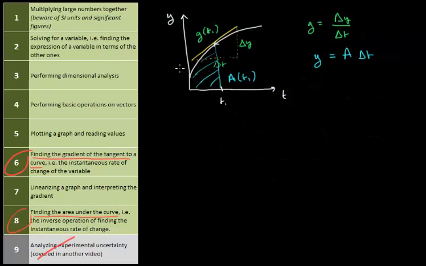If I want to find the rate of change of any variable y versus time, I draw the tangent to the curve at the point in which I'm interested, and the rise over run, so the gradient of that tangent, gives me the rate of change of y, which we can call g here. And then if I want to find the thing for which y is the rate of change, I measure the area under the graph until that point t1, and we have an equation that looks like y equals a times delta t, where a is the thing for which y is the rate of change.